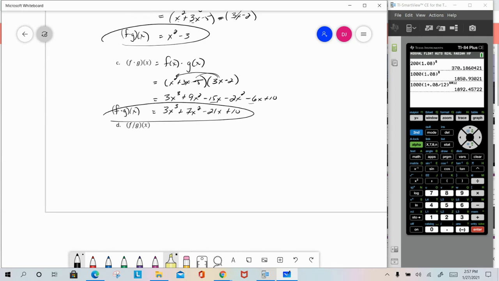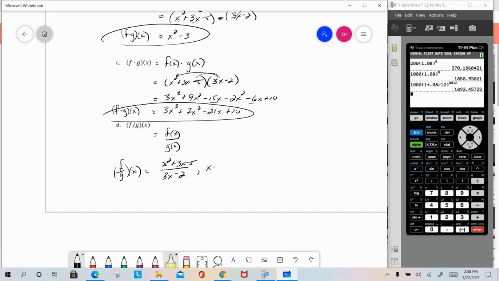Lastly, we have the quotient of the two functions. Now this one, a lot of people don't like it because, oh no, I have to do f of x divided by g of x. But really, f divided by g of x is simply going to be f of x, x squared plus 3x minus 5 divided by 3x minus 2, and you're done.